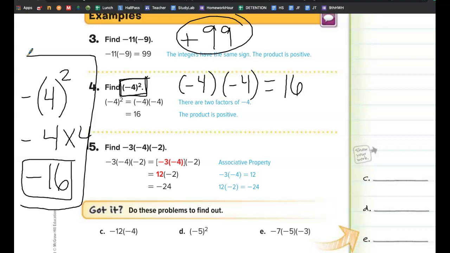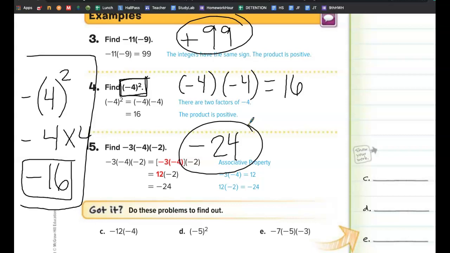Gracie, number 5. How many negatives do you have? 3 of them. So is my answer going to be positive or negative? Try again. It's going to be negative because 3 is an odd number, and there's an odd number of negatives. The answer is negative. 3 times 4 times 2? 24. So negative 24. Questions, comments, concerns?